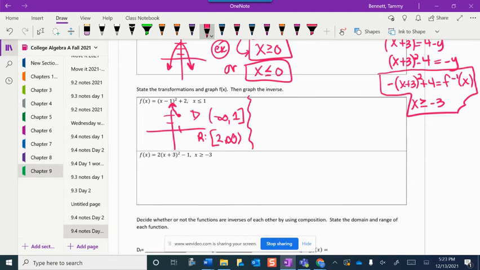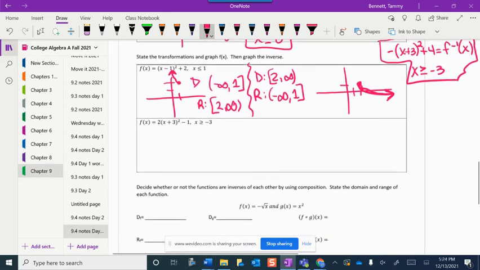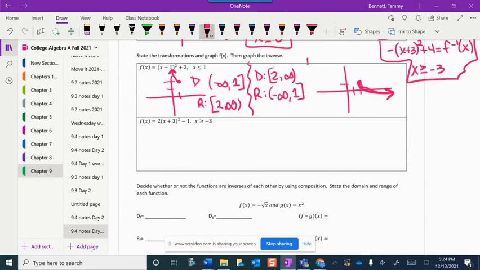So if I were to graph the inverse, my domain now is 2 to infinity, and my range is negative infinity to 1. So now the vertex is at (2, 1), and my domain goes to the right from 2. My range is negative infinity, stopping at 1, so I can see this graph is going to do something like this. All right, so this is the inverse, this side.